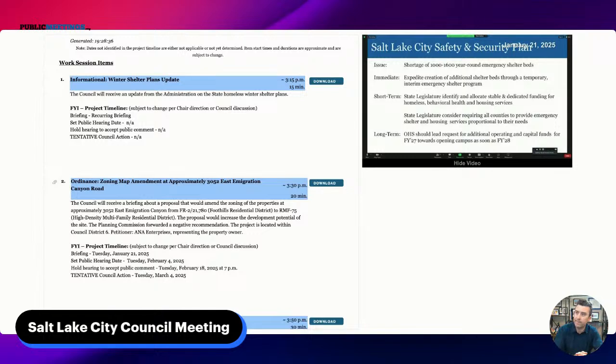That was a lot. This is just one section of the safety and security plan, but I thought it was appropriate to bring it up in the context of winter shelter and the things that you've been looking at and hearing from the public.